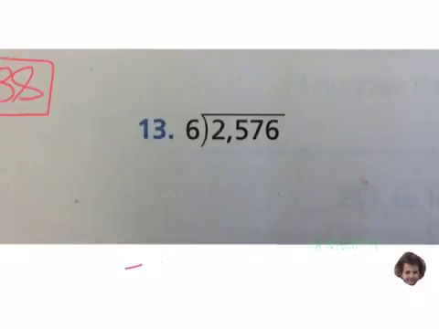And it is 2,576 divided by 6. First task, how many 6's are there in 2? And there are none. So how many are there in 25? 6 times 4 is 24. So 6 times 400 is 2,400. Subtract. You have 176. 6 times 30 is 180, but that's not going to work since we only have 176. So I'll use 6 times 20, which is 120. Subtract again. And you have 56.